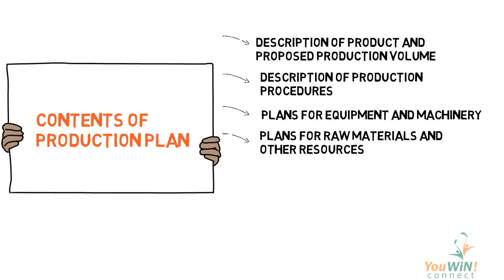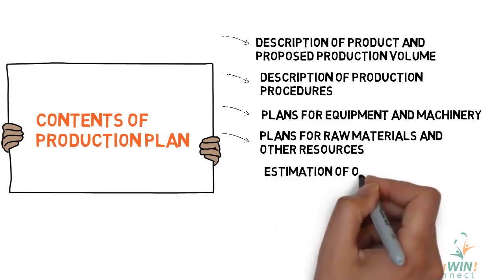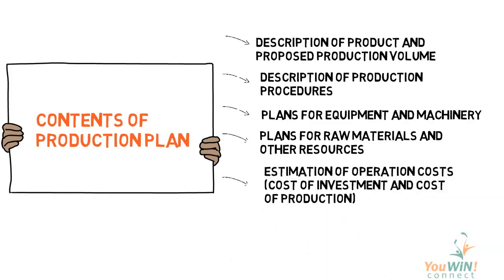The fifth thing to look at that forms the content of a production plan is the estimated operation costs. How much financial investment is needed for the production process? What's the cost of the production and what expenses will be run as far as the production is concerned?